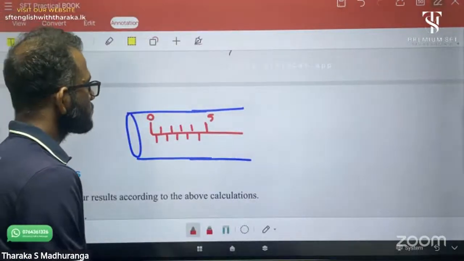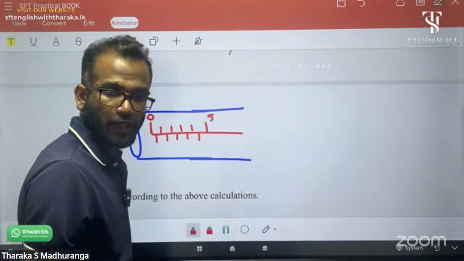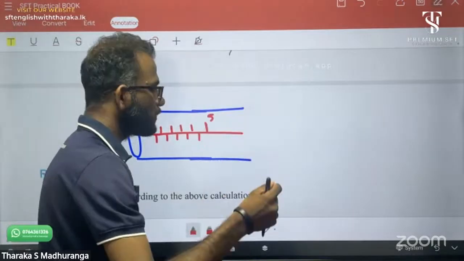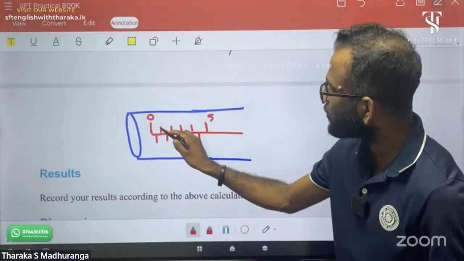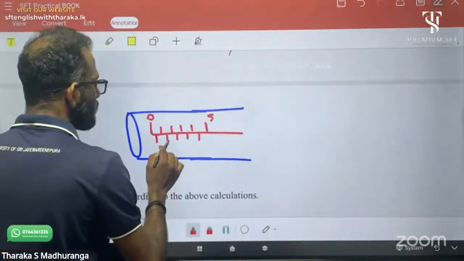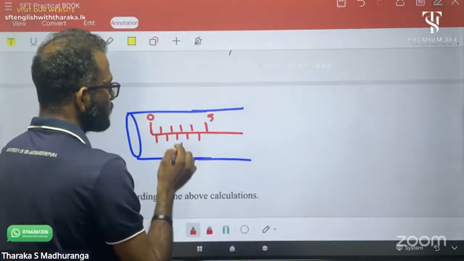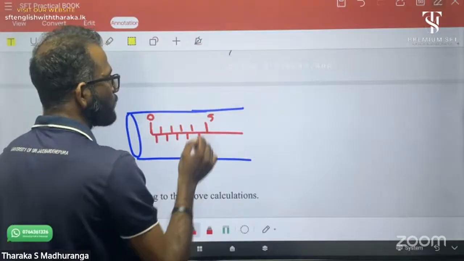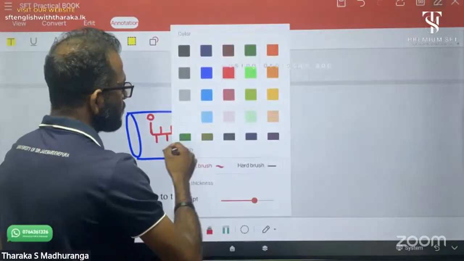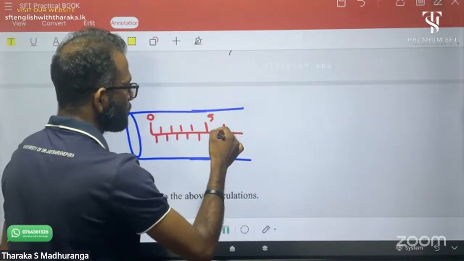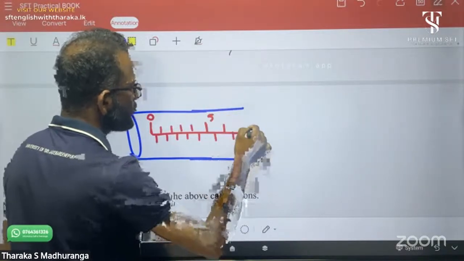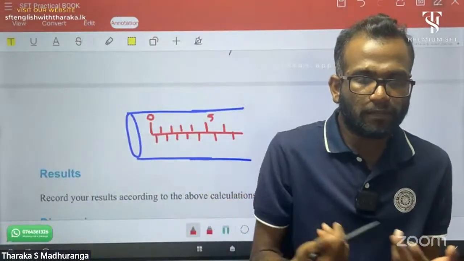Okay. This is the main scale or linear scale. It's calibrated 0.5 to 0.5. This is the way, right? 0, 0.5, 1, 1.5, 2, 2.5, 3, 3.5, 4, 4.5, 5, and it passes 6, 5.5, 6.5. Okay, what is the total length of the linear scale on the micrometer screw gauge?